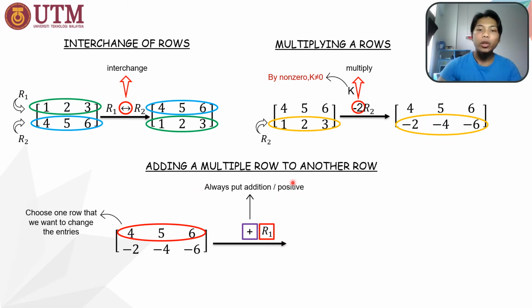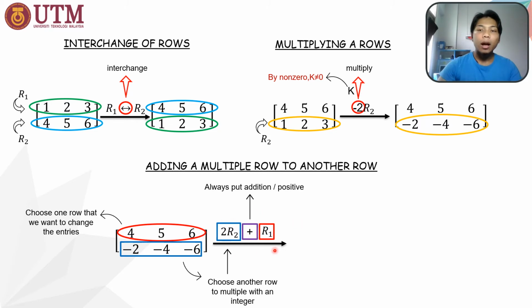This is the condition that you need to follow. So I will choose another row. We already chose row 1, which we want to change the entries. So I choose another row, which is row 2, to multiply with an integer. Let's say that I want to multiply this row 2 with number 2. So you will get it like this.